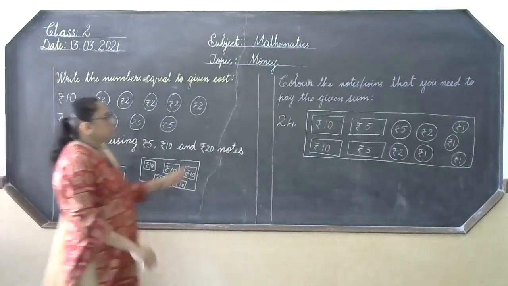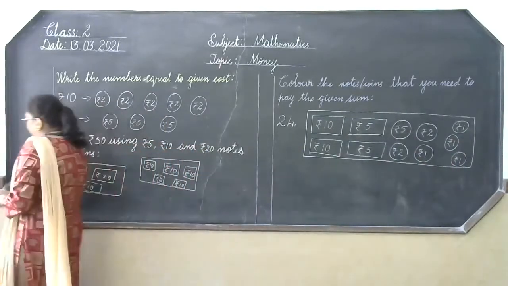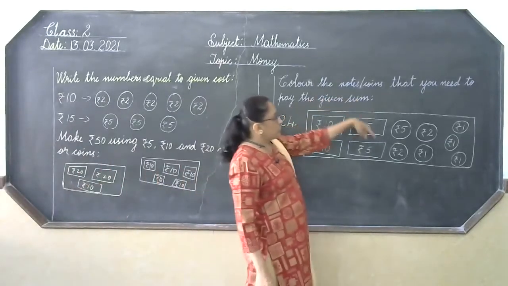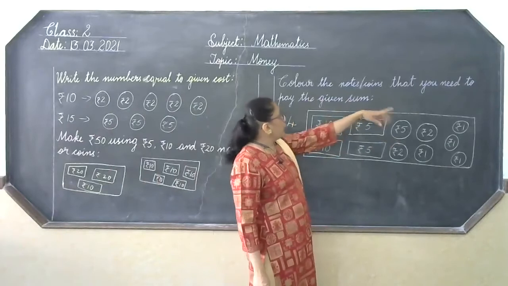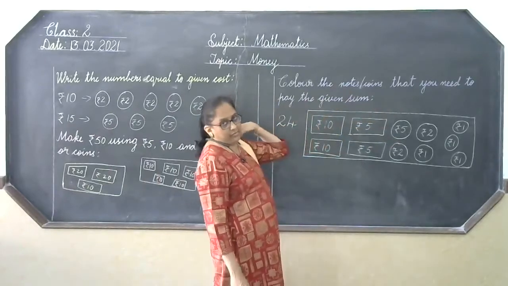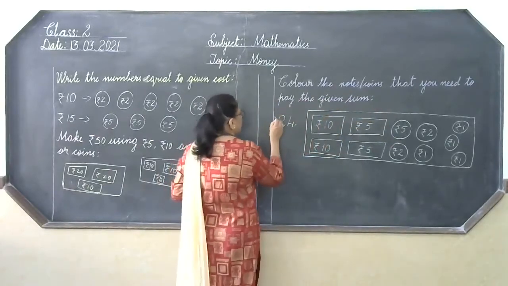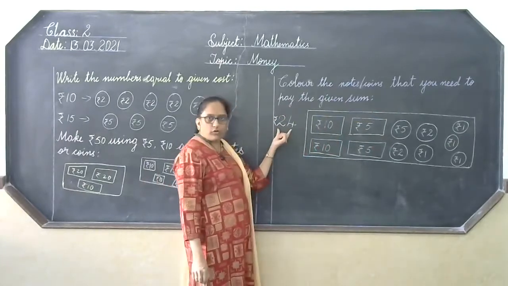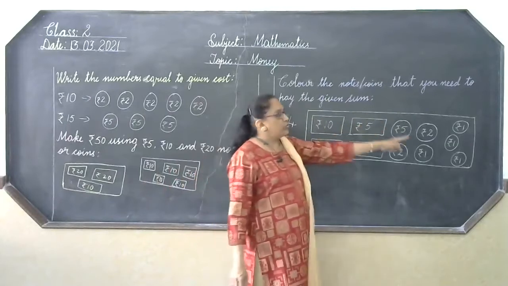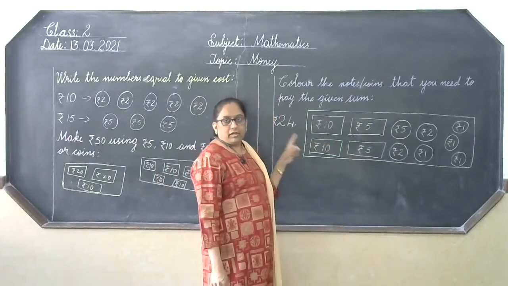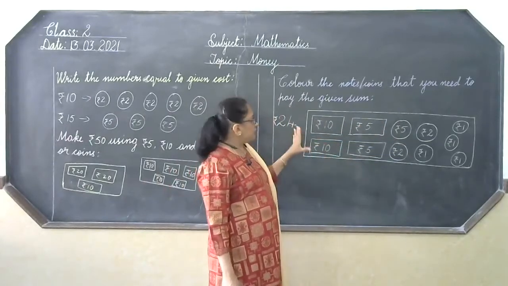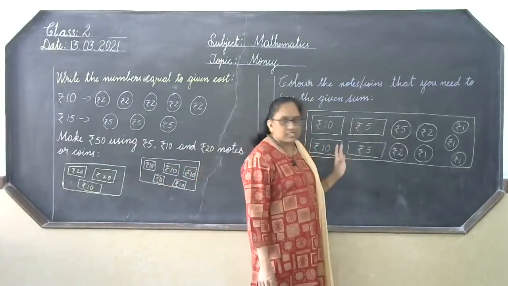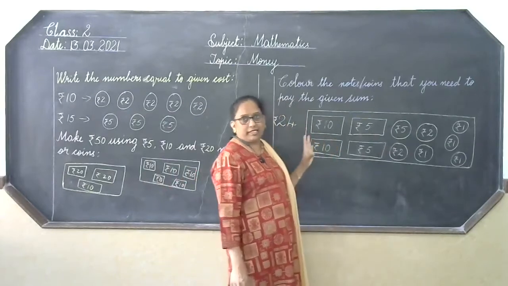What you have to do is color the notes and coins. Color the notes or coins, whatever is given here, that you need to pay the given sum. See here it is given rupees 24. Understand? Rupees 24 you have to give. You have to pick the notes and coins here. Rupees 10 is given, 10 is given, 5, 5, 2, 5, everything is given here, notes and coins. You have to color it, that's all.